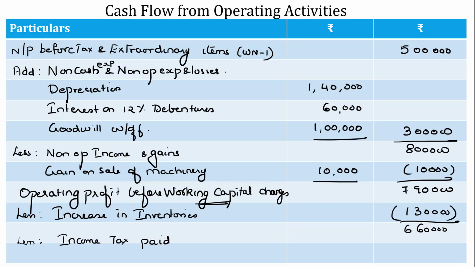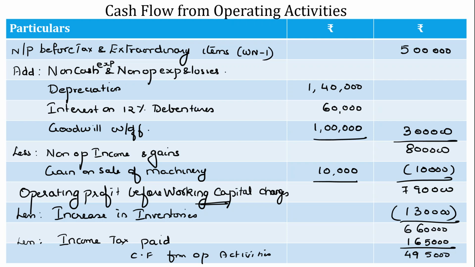1,65,000. So once you subtract that, what you get is the cash flow from operating activities. So how much does that come to? 4,95,000 is the cash flow from operating activity. I hope now the cash flow from operating activity is also clear to you.